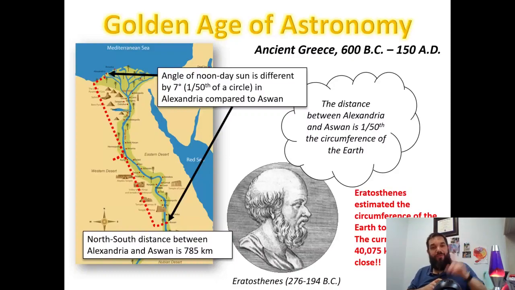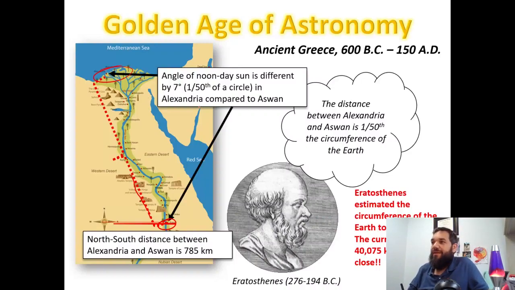So the way he did this was really clever. He lived in Alexandria, and he went down to Aswan, and he measured the angle at noon between the sun and the Earth. So he measured basically the shadow cast by the sun. He then moved up as fast as he could go to the city of Alexandria along the Nile, and he did the same experiment. He measured the angle between the Earth and the sun and the shadow being cast on the ground by the noonday sun. What he found is that there was a 7-degree difference.